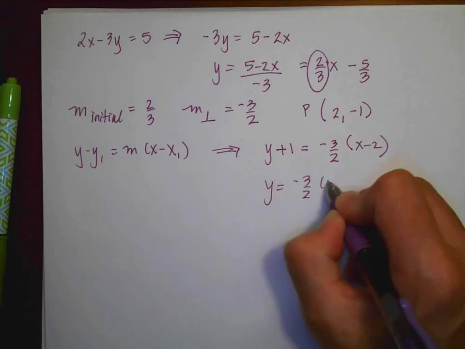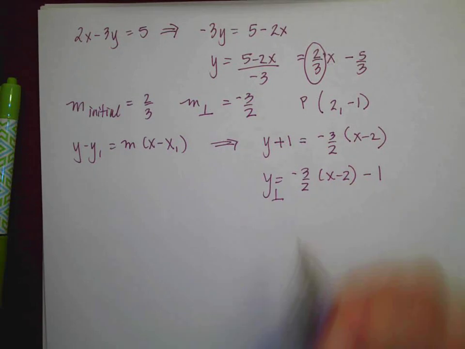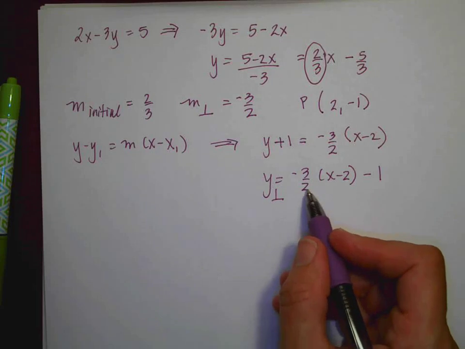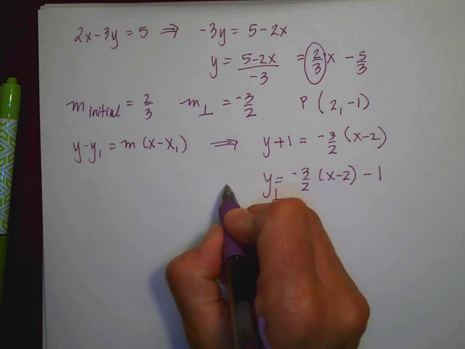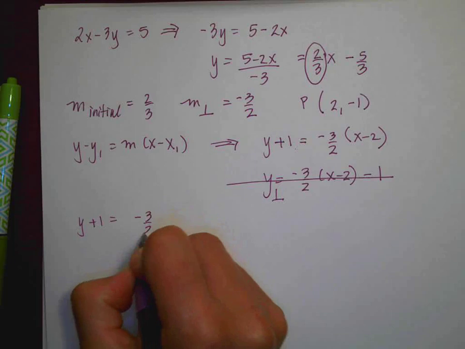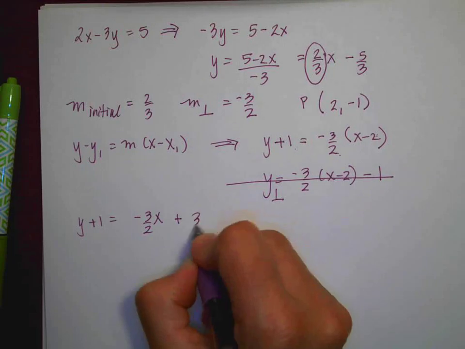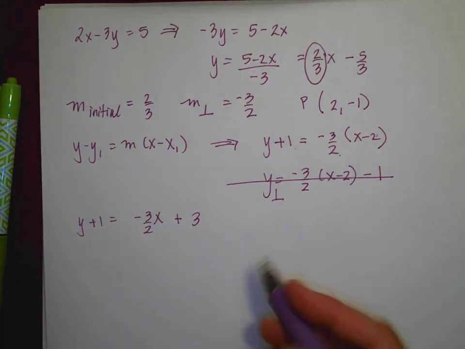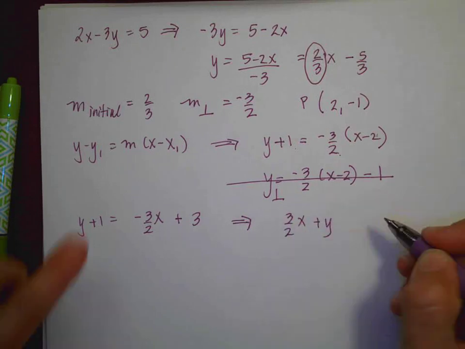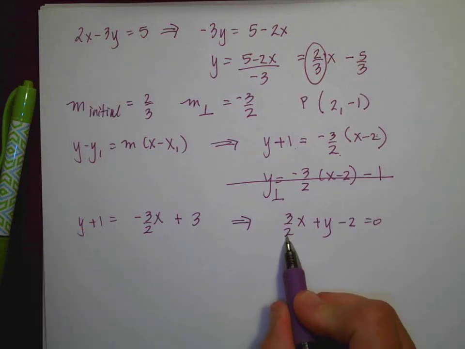And I could stop there. I'm just going to take this guy to the other side, -3/2 x minus 2, and then subtract 1. And then that would be, oops, I lied. So we do need to fix it because it said we needed this in general form. So I'm going to go ahead and distribute, and my bad, I'm going to go back to here. So y plus 1 is equal to -3/2 x, and then plus the 2's cancel, so I get 3. Remember, everything needs to move to the left, and so I'm going to get 3/2 x plus y, 1 minus 3 is a -2, is equal to 0.